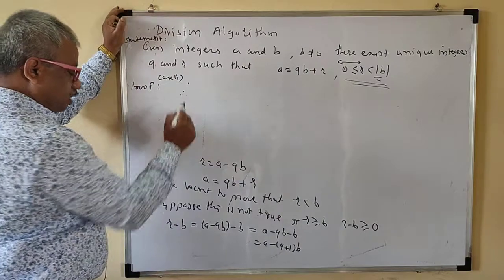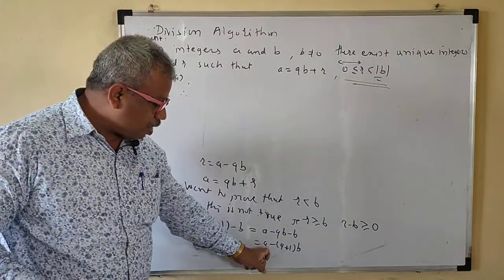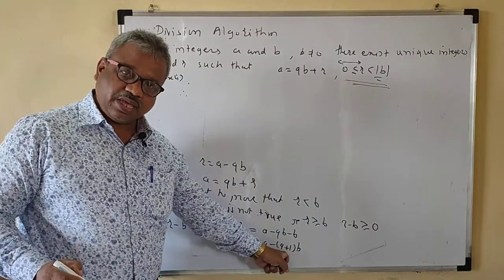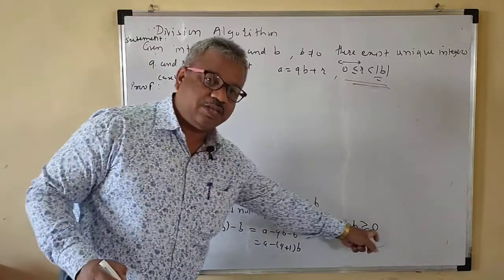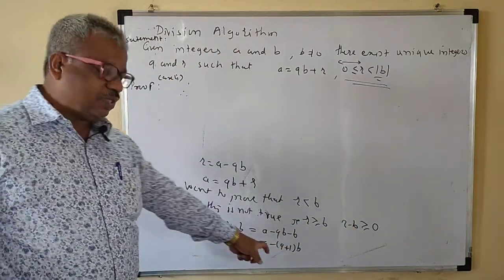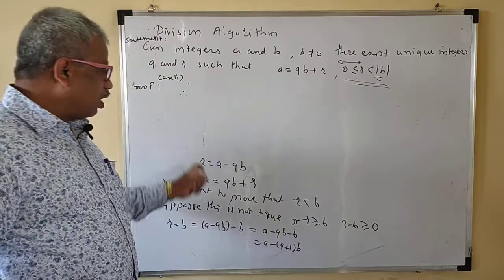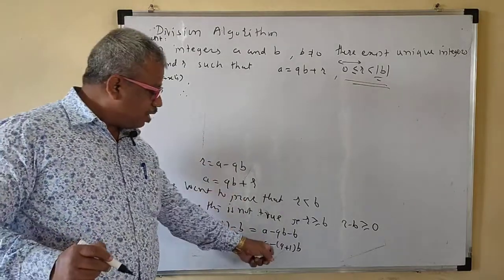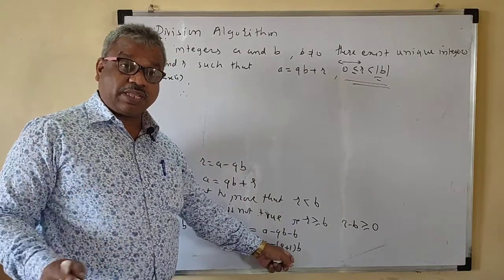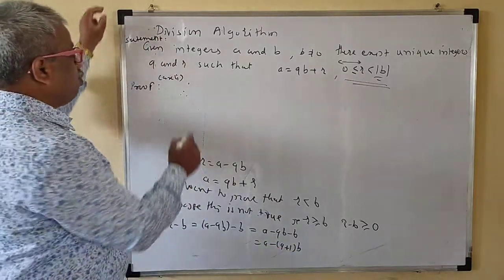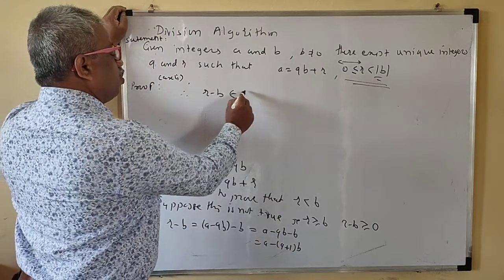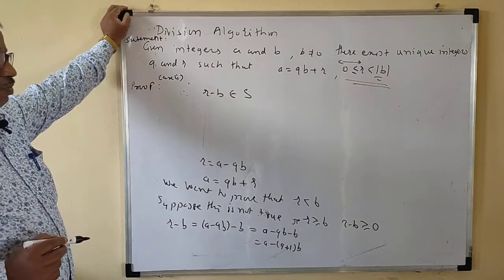Therefore, r minus b is of the form a minus xb and r minus b is greater than or equal to 0. All the elements of S are of the form a minus xb, whether they are positive. So that means r minus b belongs to S.